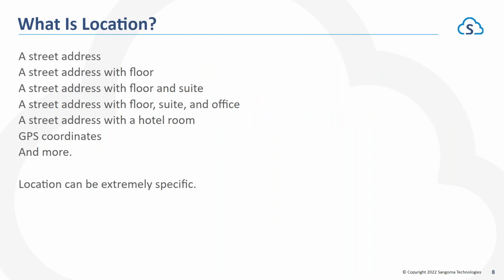And you might have noticed that I referred to this as location and not strictly address. And this is because location covers more than that. It can certainly cover address, such as street address with floor, suite, and office, hotel room, but as well GPS coordinates, and even more than that. So location can be extremely specific in comparison to just an address.